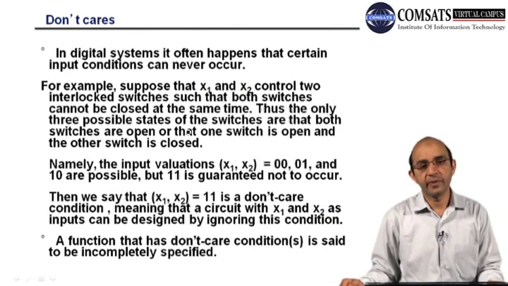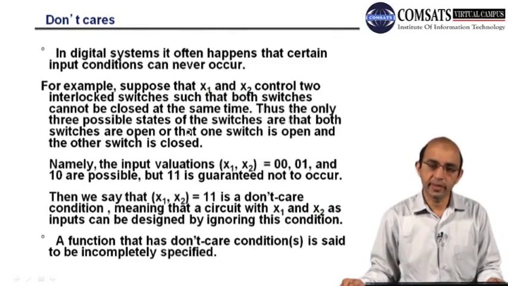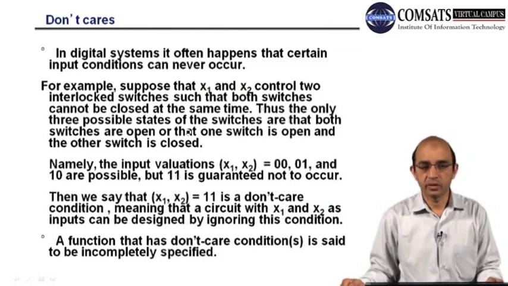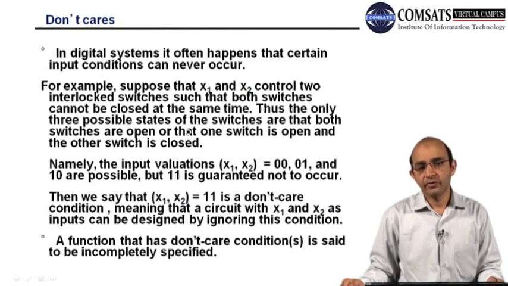First, both of the two switches are open, so we can represent that as 0, 0. If one of the switches is closed, we can say 0, 1. And if the other switch is closed, we can represent that situation with 1, 0.